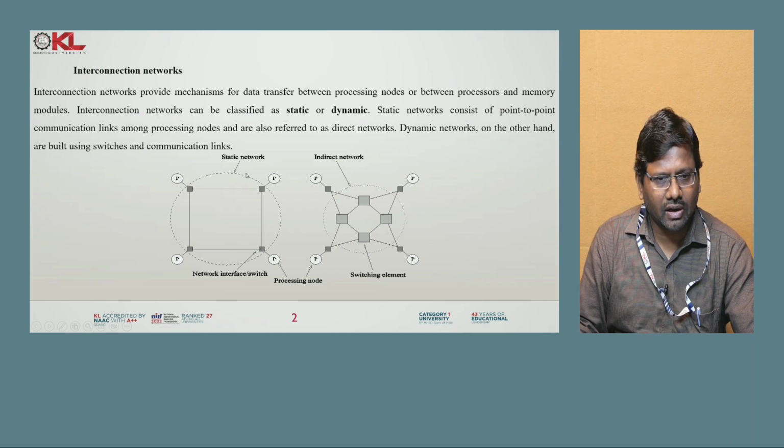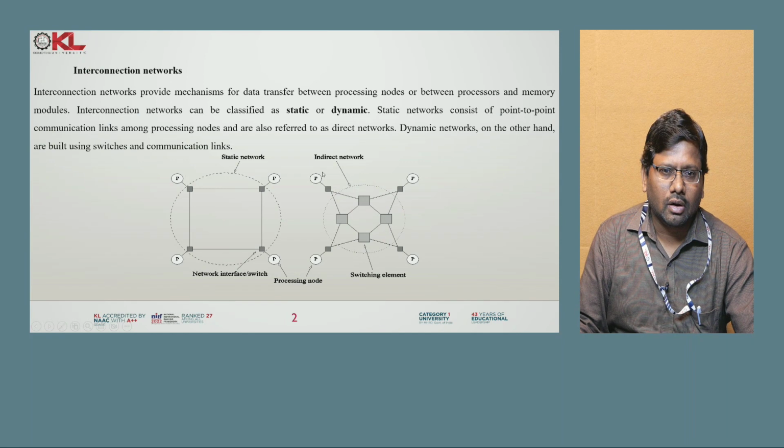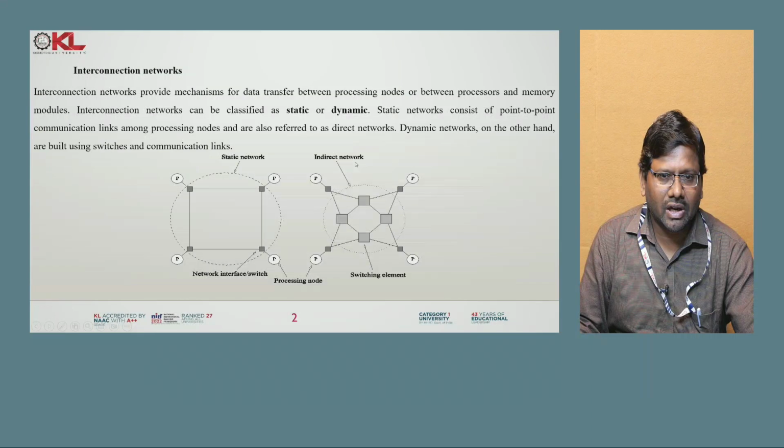This is a label diagram where we observe two kinds of network, static network and dynamic network. The static network we can call a direct network, and the dynamic network we can call an indirect network. Why do we call the static network a direct network? Because there is a direct connection among the various processors kept in the network. Why do we call the dynamic network an indirect network? Because here the nodes, the processors, are connected with switches.